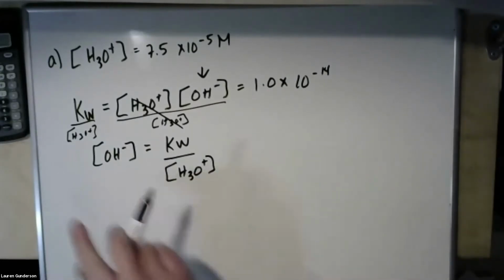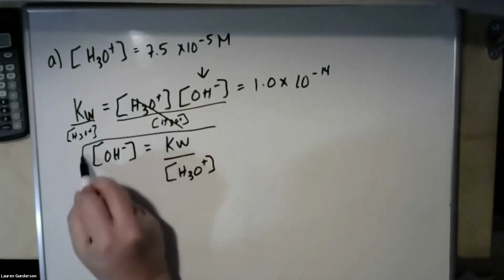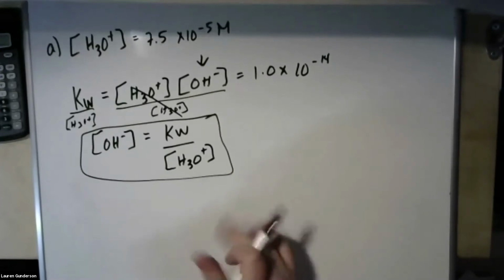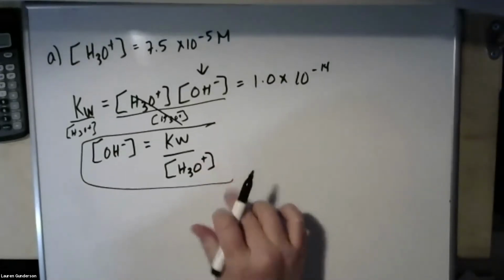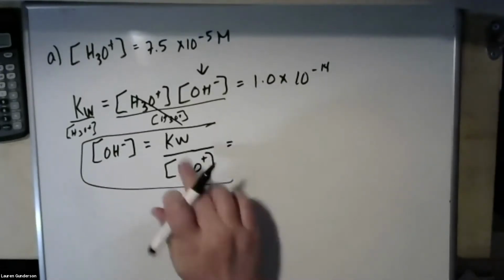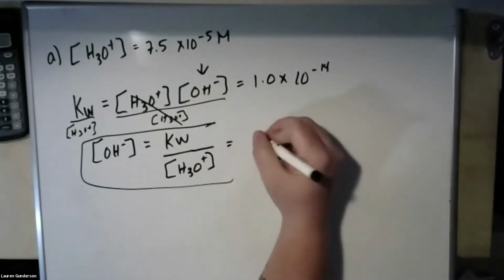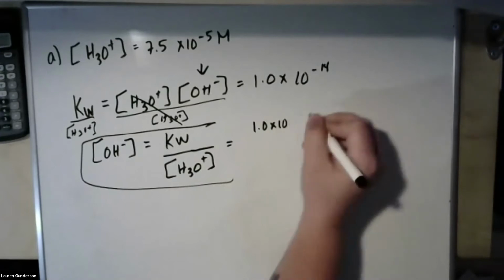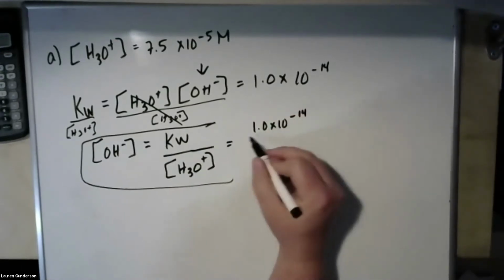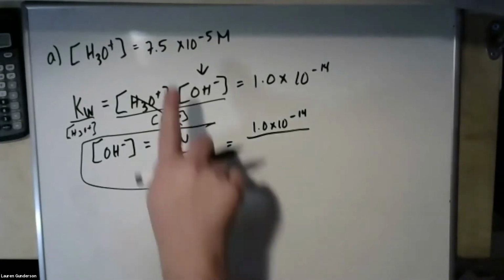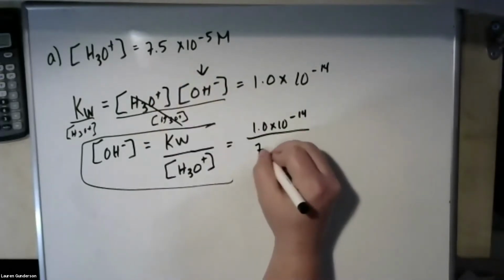And then I get my new formula. All right, now I'm just going to plug in the values that I know. So let's take that away. I know the Kw value, that's a constant at 25 degrees Celsius. It's always going to be 1 times 10 to the negative 14. And I'm going to divide it by my H3O plus concentration, which they gave us in the problem.